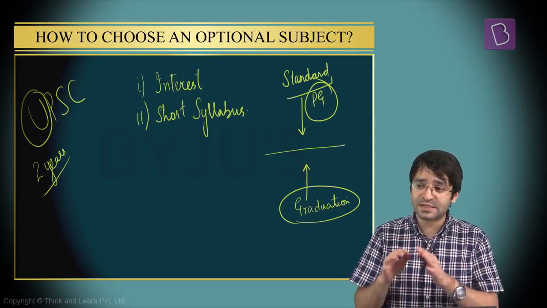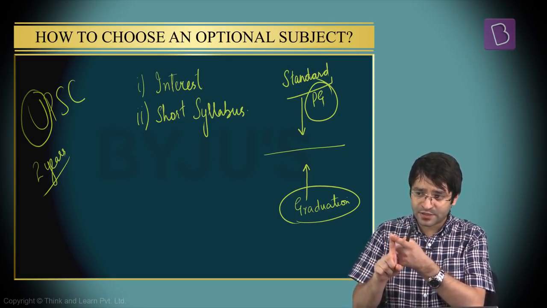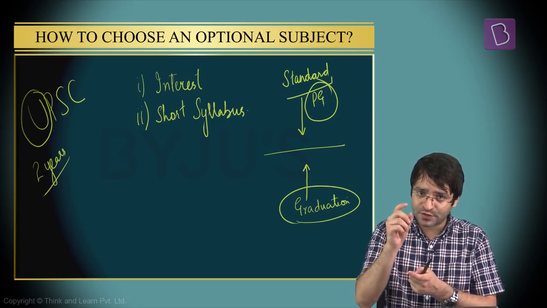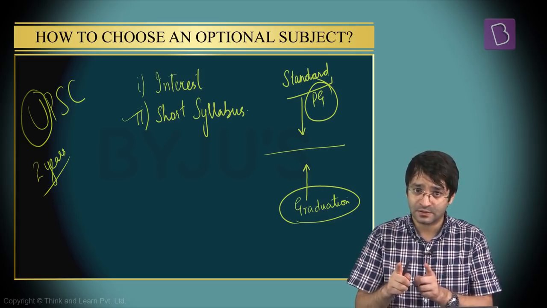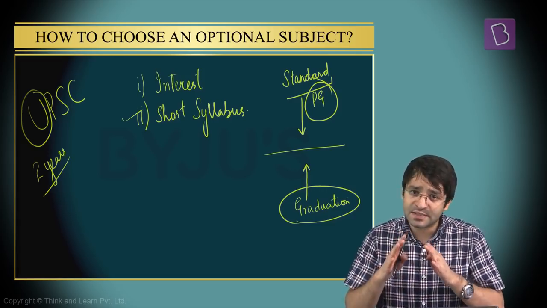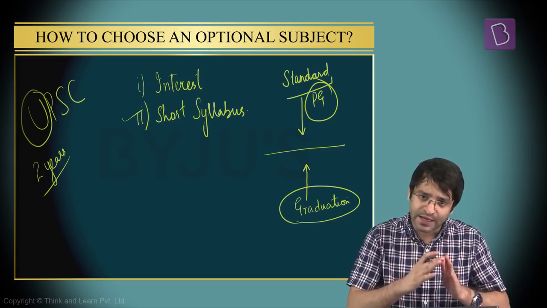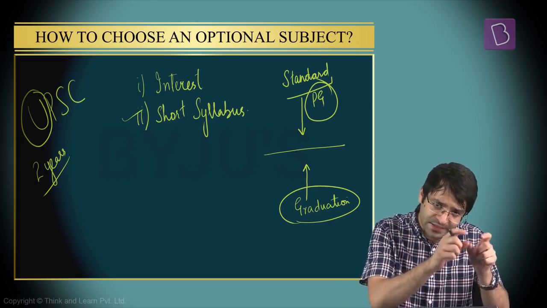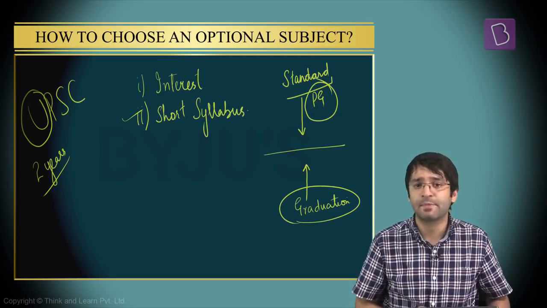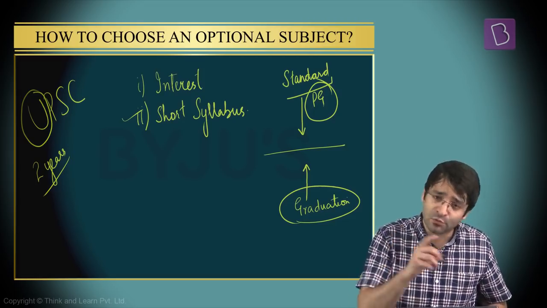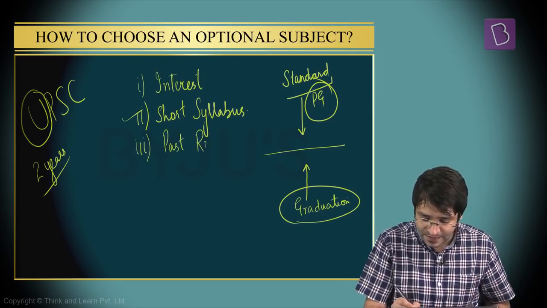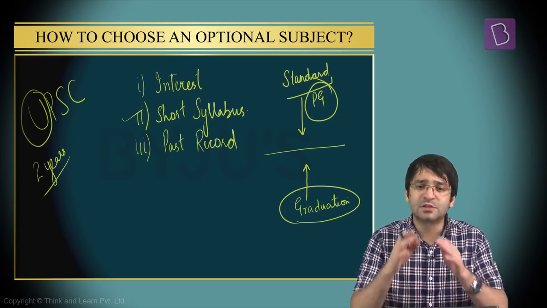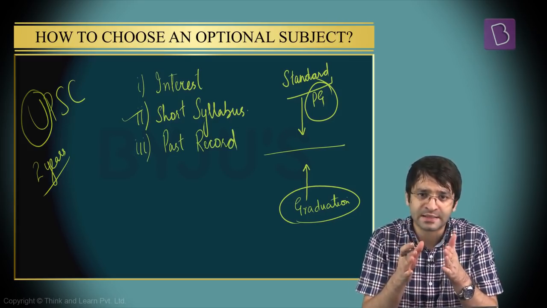First factor almost is interest. If I am interested in this optional, then I have to take into account factor number 2. Is the syllabus for this optional short? If both these conditions are satisfied, you are again one more step closer to deciding this as your optional subject. But third factor is of even more important significance, and that is the past record of this optional. This optional should be scoring as well.